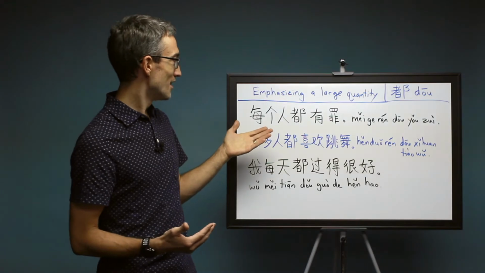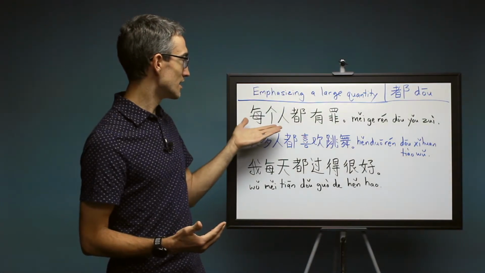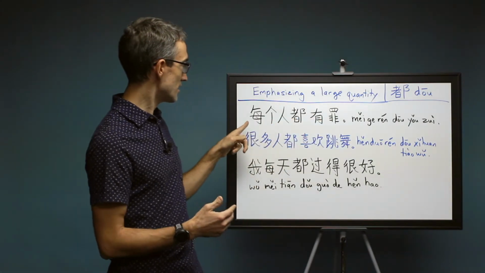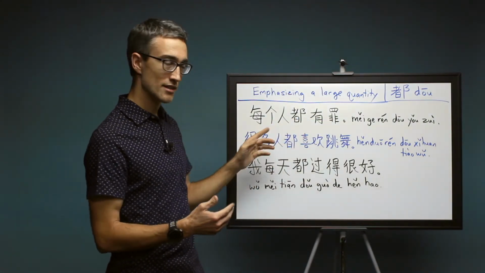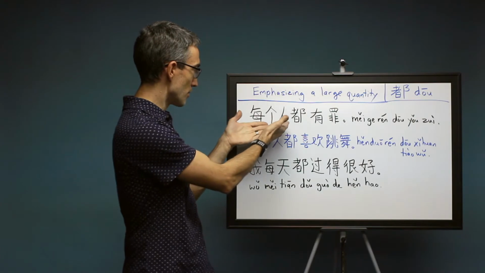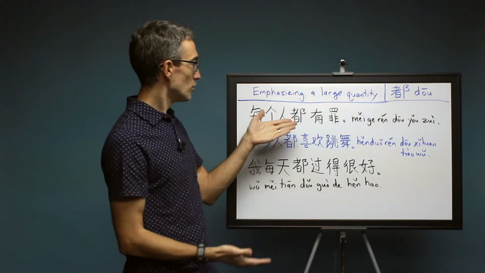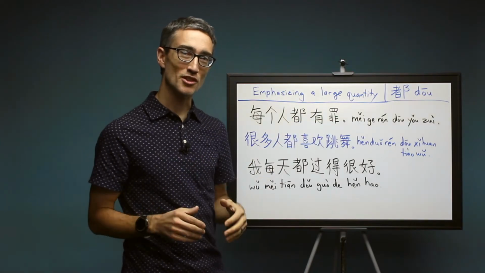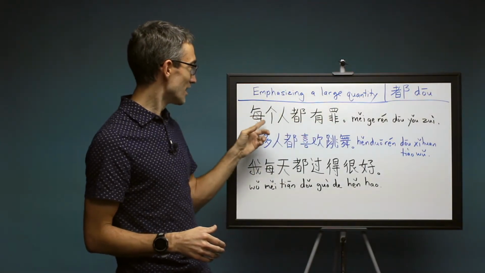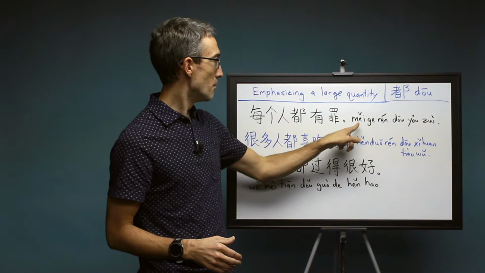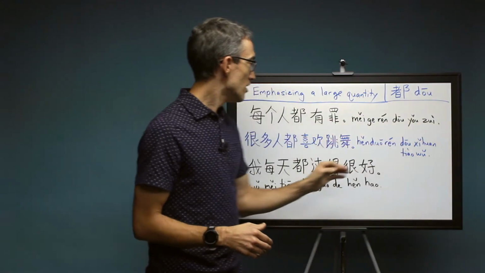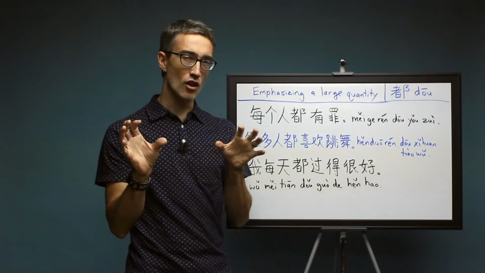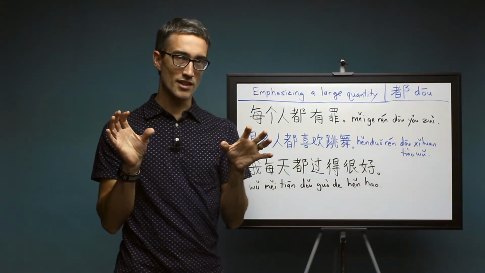Some examples. Here we have the sentence, 每个人都有罪. This 每个人 means every person. That's the noun, every person. 每个人都 all 有罪 have sin. I'm throwing in some Christian theology there for you. 每个人都有罪. So if you're paying attention, you'll notice that every and all are together in the same sentence.